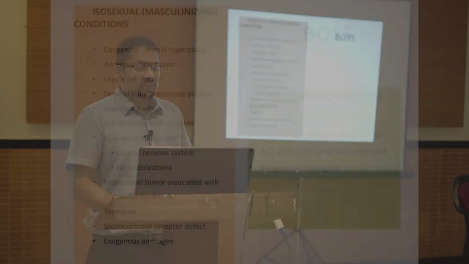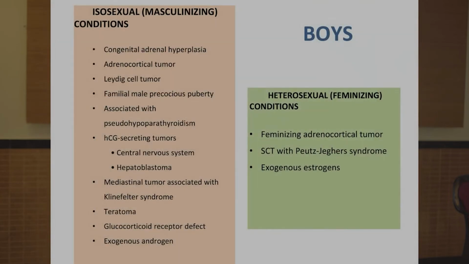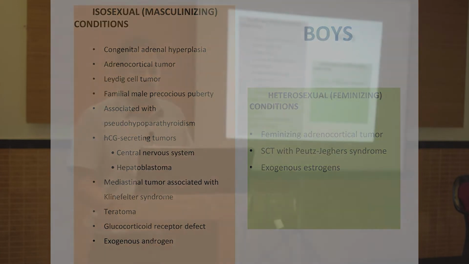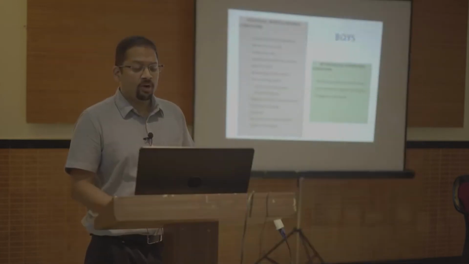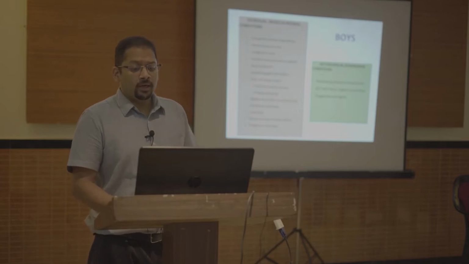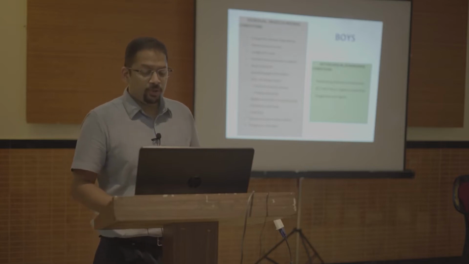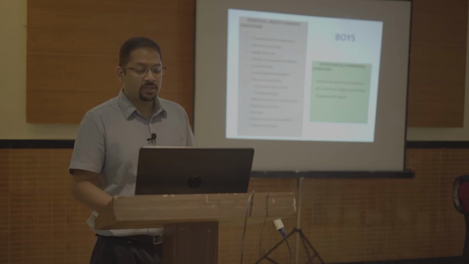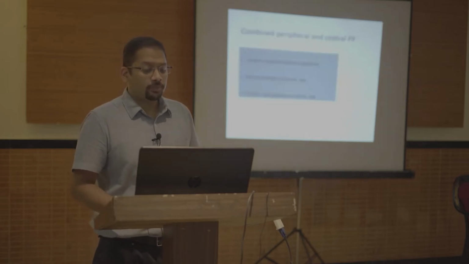In the boys, if it is isosexual, then again CPP, central precocious puberty, various causes are there; that is a different topic. And Leydig cell tumor, patient with testotoxicosis, patient with Sertoli cell tumor, patient with Klinefelter syndrome, patient having teratoma or glucocorticoid receptor defects or exogenous androgen administration. If they have heterosexual in the boy, then again feminizing adrenocortical tumors, patient with Peutz-Jeghers syndrome or exogenous administration of estrogen.